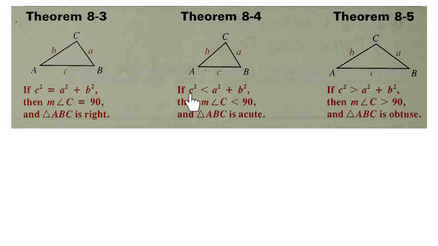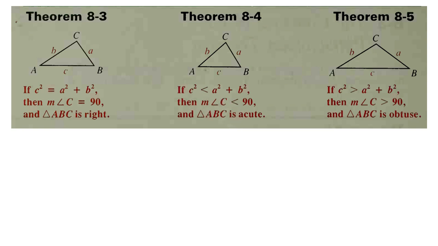This one's pretty good here. If c squared is less than a squared plus b squared, then what you have is an acute triangle. And this kind of makes sense, so this has to be smaller than these.